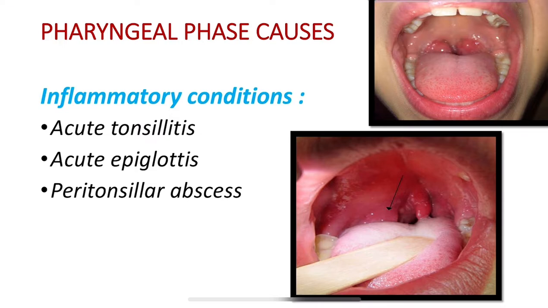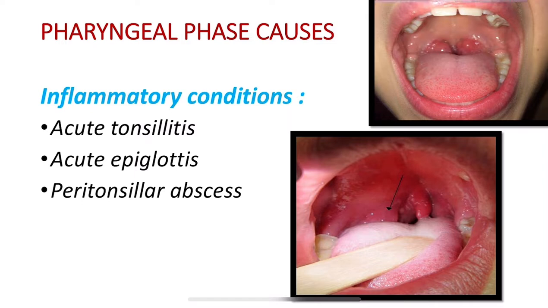Peritonsillar abscess. This peritonsillar abscess is also known as quinsy, where there is an accumulation of pus due to an infection. It is found behind the tonsil. This peritonsillar abscess is nothing but the accumulation of pus in the peritonsillar space. Okay, the peritonsillar space.